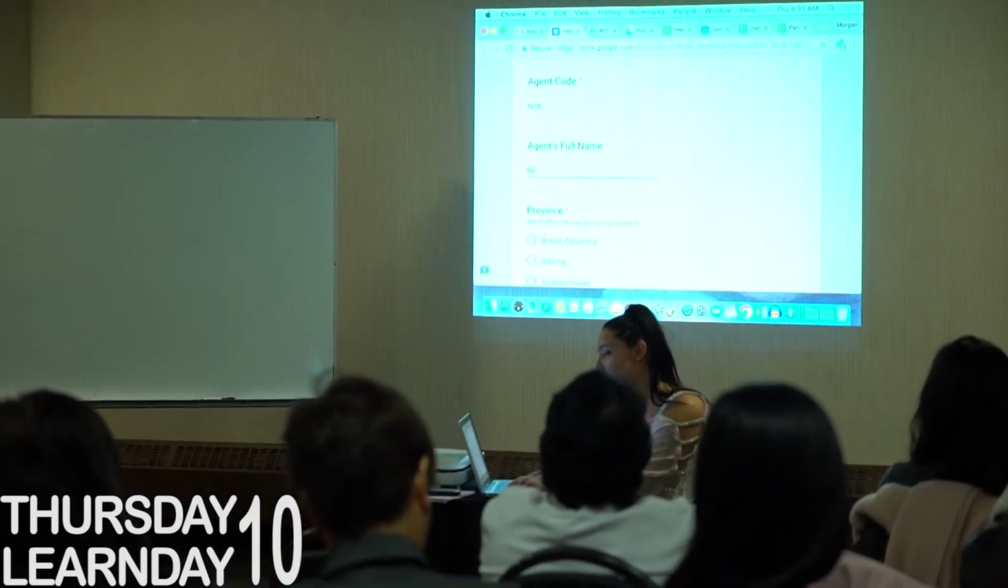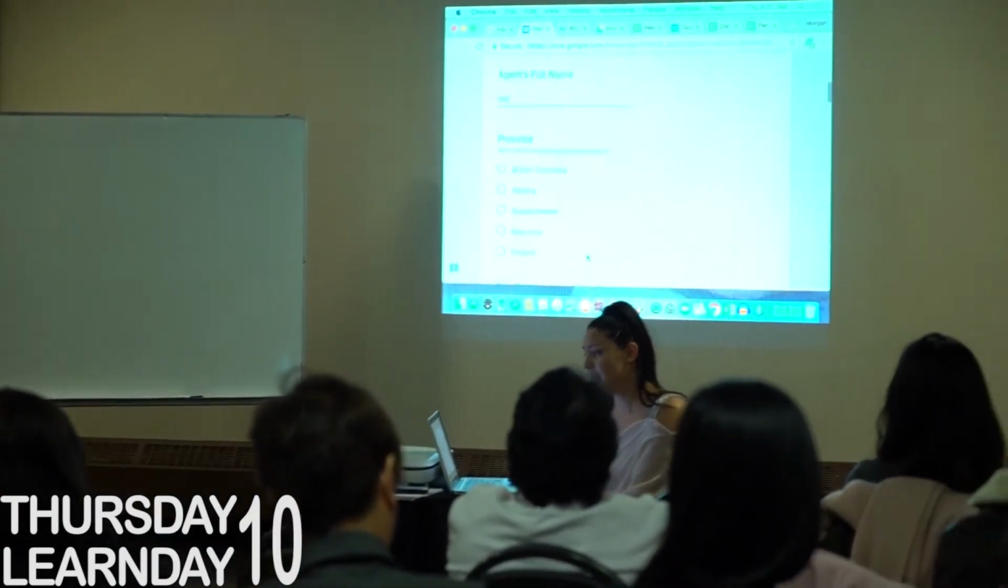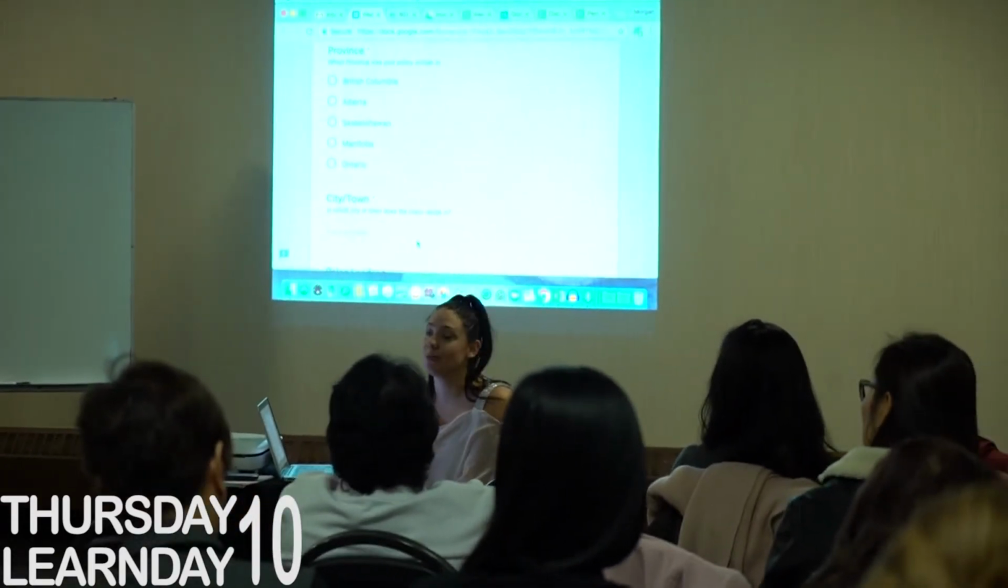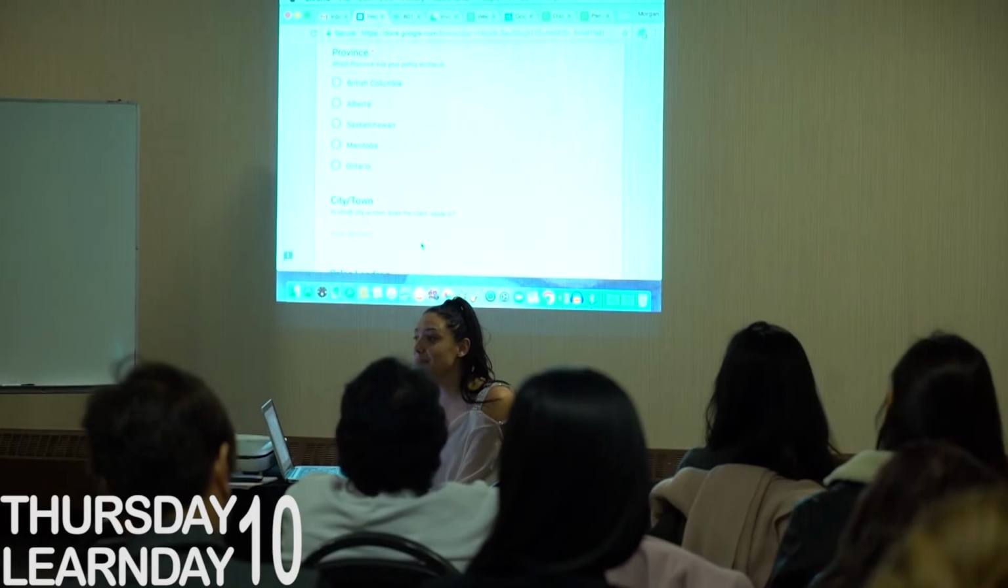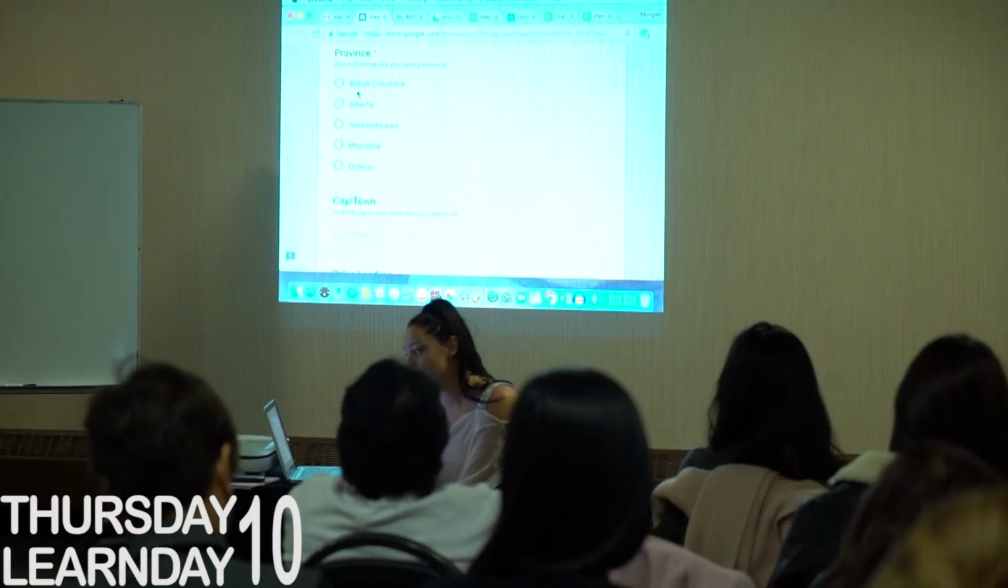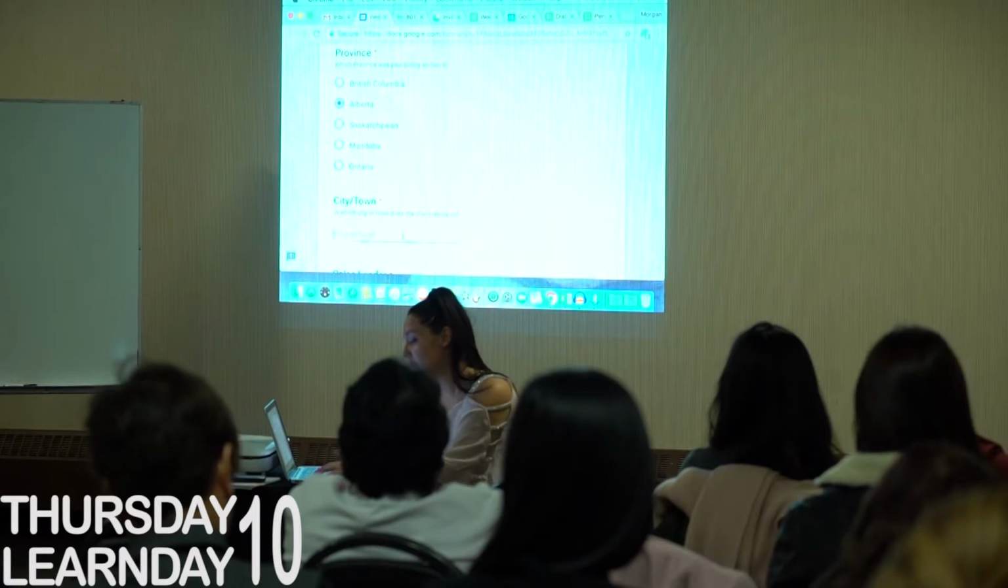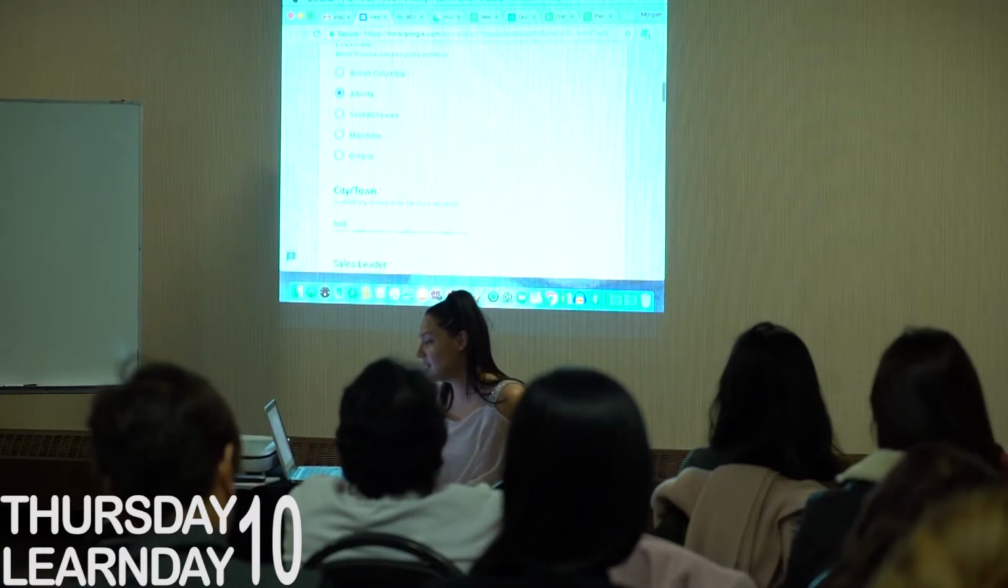So I'm just gonna put test in here. It's really important, the province too, because sometimes if I don't have the proper agent code or proper name, then I can look it up via the province that it was sold in. And then we'll put test. I'm just gonna put test all the way through basically.